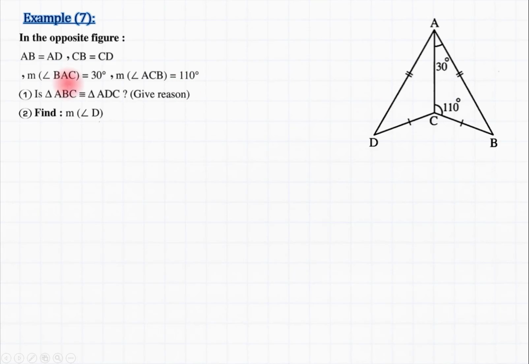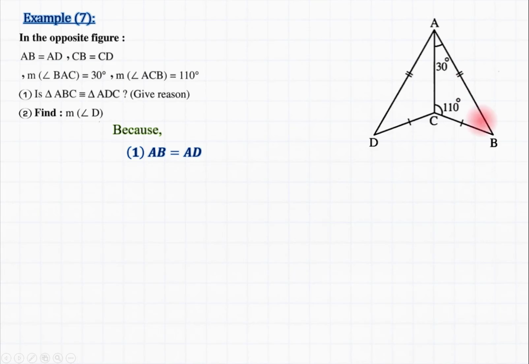Example number 7. In the opposite figure, we have AB equal AD and the length of BC equal CD. And the measure of angle BAC equals 30 degrees. Measure of angle ACB equals 110. Is triangle ABC congruent to triangle ADC? Give reason, then find the measure of angle D.